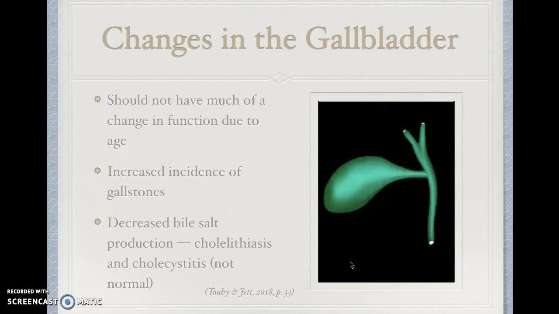And finally, we reach the gallbladder. The gallbladder, like the liver, shouldn't see much change with age. The main difference is an increase in gallstones caused by decreased bile salt production. However, it is important to note that gallstones, or cholelithiasis, is not considered a normal part of aging.